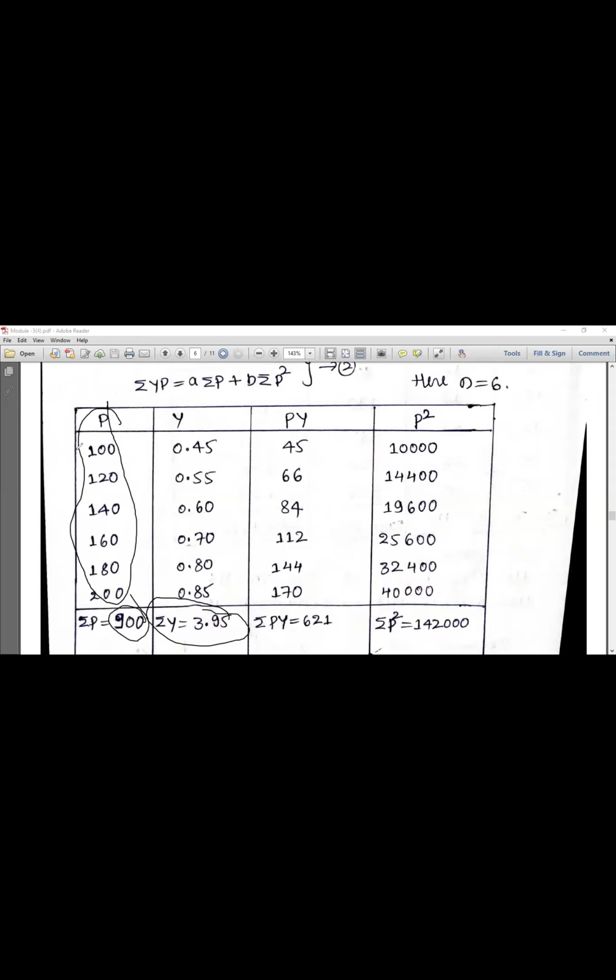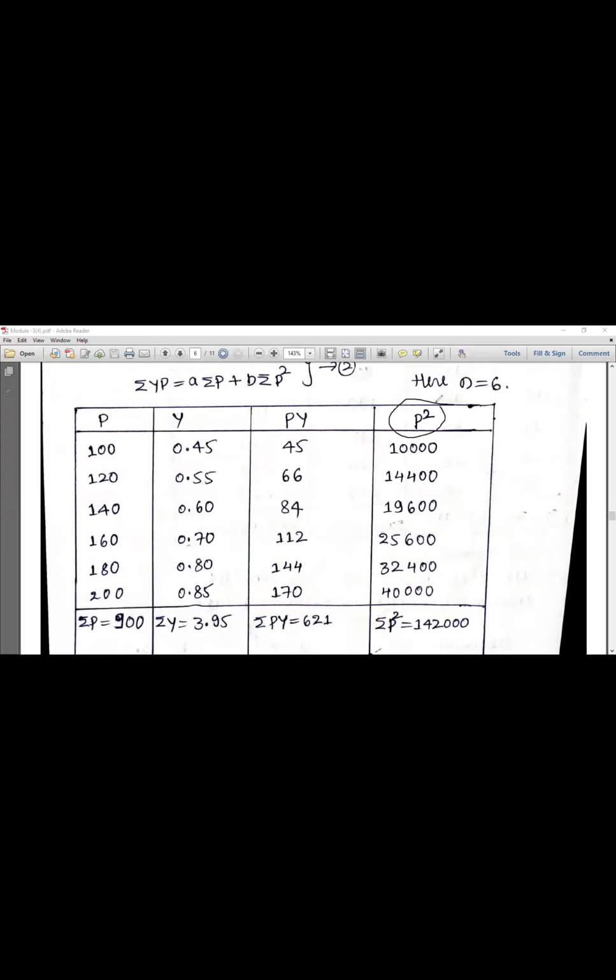Py in the sense, first you multiply these two, keep the answer here. Then these two, keep the answer. Next, these two, and next, these two, keep the answers. When you add all of this, you are going to get summation of py or yp, one and the same, that is 621.